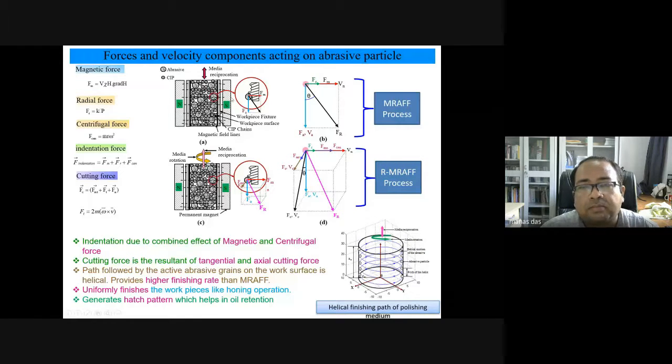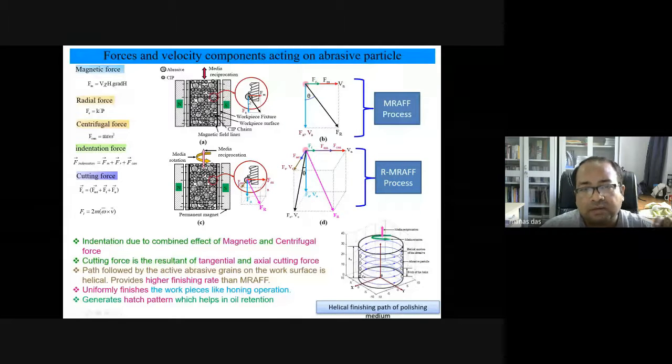So on the abrasive particle, this radial force is there, and then this magnetic force is there. These are called the indentation force, and this indentation force helps in indenting the abrasive particle into the workpiece surface.